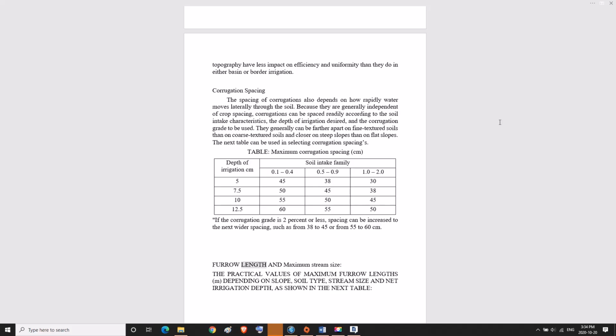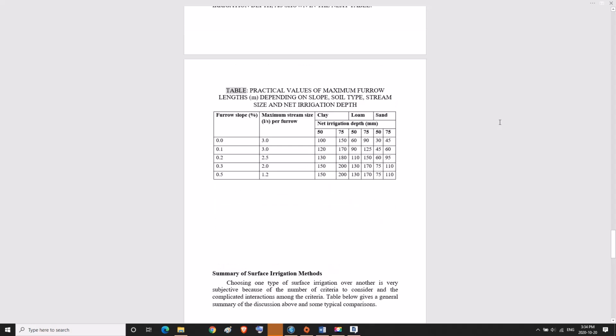Furrow length and maximum stream size. The practical values of maximum furrow lengths, m, depending on slope, soil type, stream size, and net irrigation depth, are shown in the next table. Table, practical values of maximum furrow lengths, m, depending on slope, soil type, stream size, and net irrigation depth.